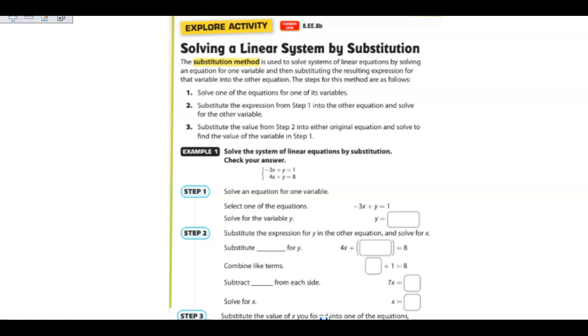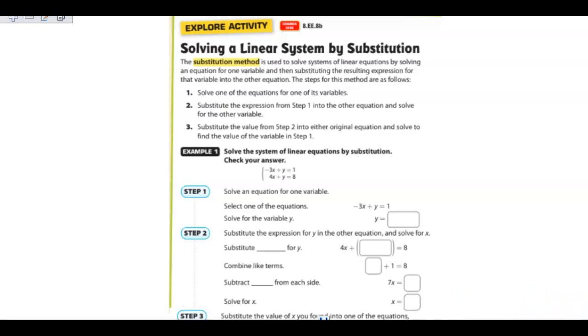And the substitution method is used to solve systems of linear equations by solving the equation for one variable and then substituting that resulting expression into the other equation. It sounds complicated, but it's actually not so bad.